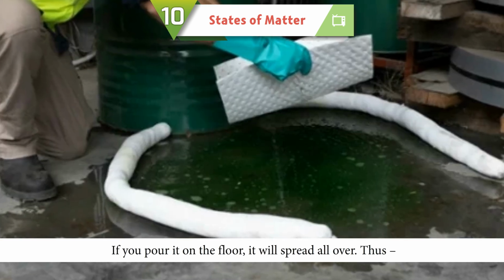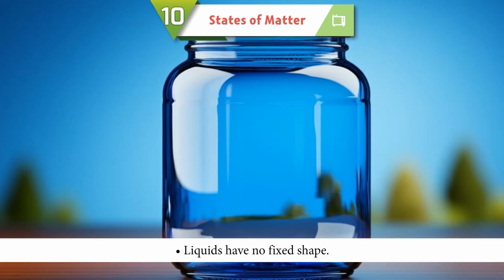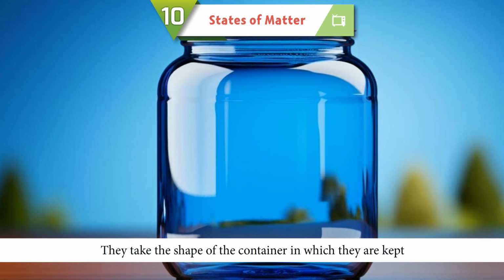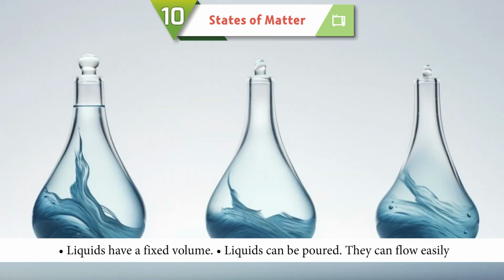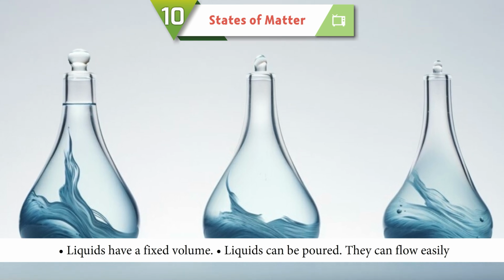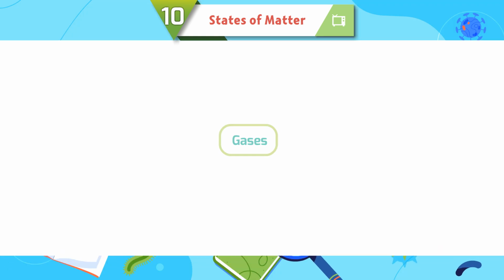If you pour it on the floor, it will spread all over. Thus, liquids have no fixed shape. They take the shape of the container in which they are kept. Liquids have fixed volume. Liquids can be poured. They can flow easily.